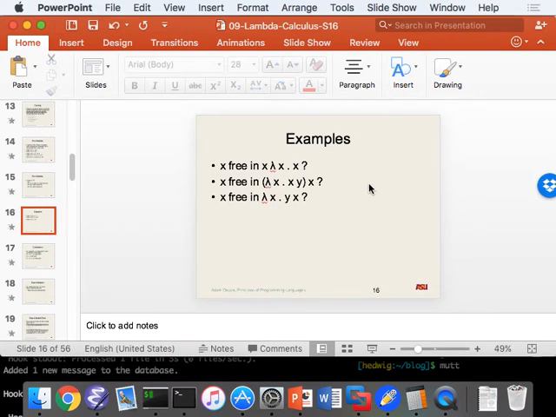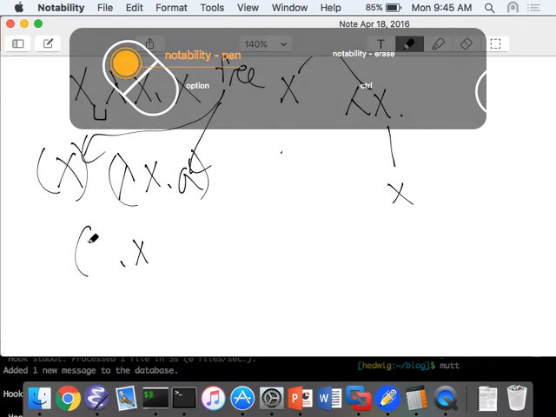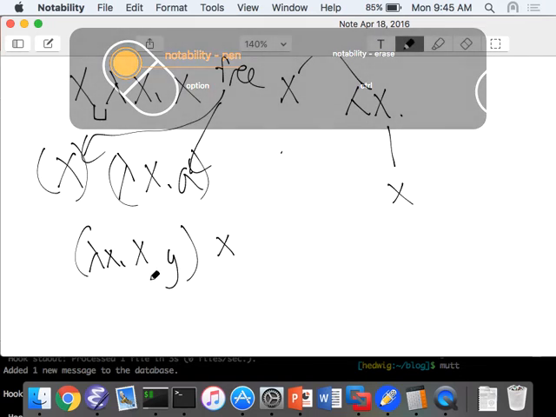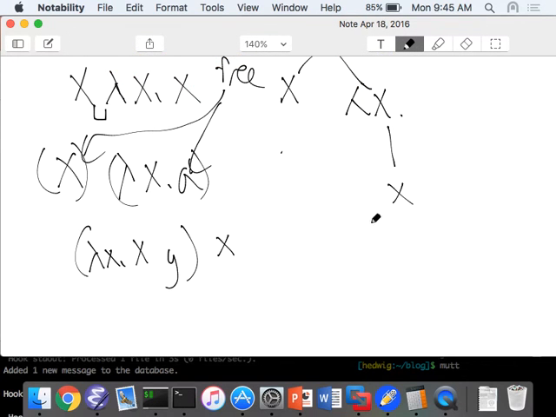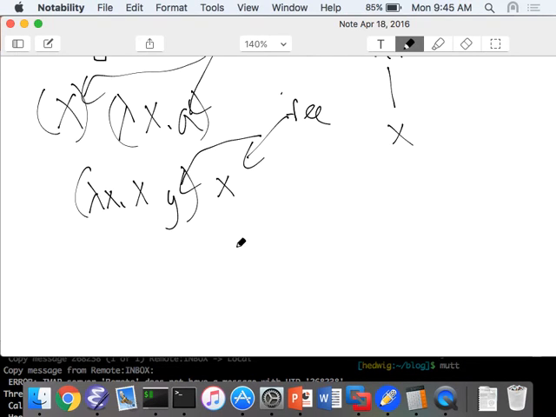Alright, let's go to lambda. So is x free in here? Yeah, on the outside. So is this x free? No. Is this x free? Yes. Okay, good. What about the y? It's free. Also free. Because it doesn't match lambda x dot x.